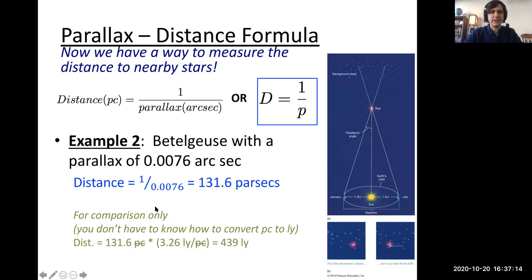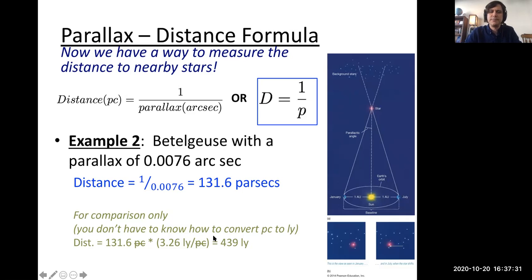Let's go ahead and calculate it. The distance equals 1 divided by the parallax. So 1 divided by 0.0076 gives me 131.6 parsecs. So now I know Betelgeuse is 131.6 parsecs away.